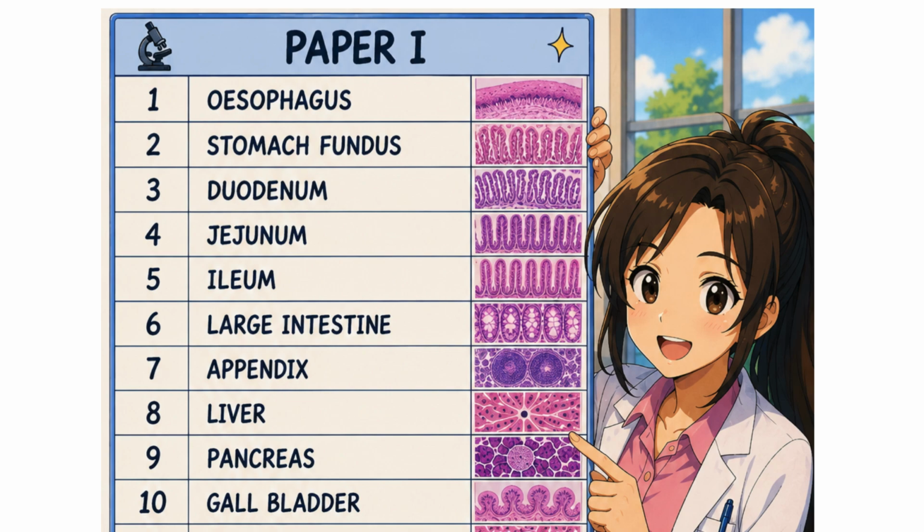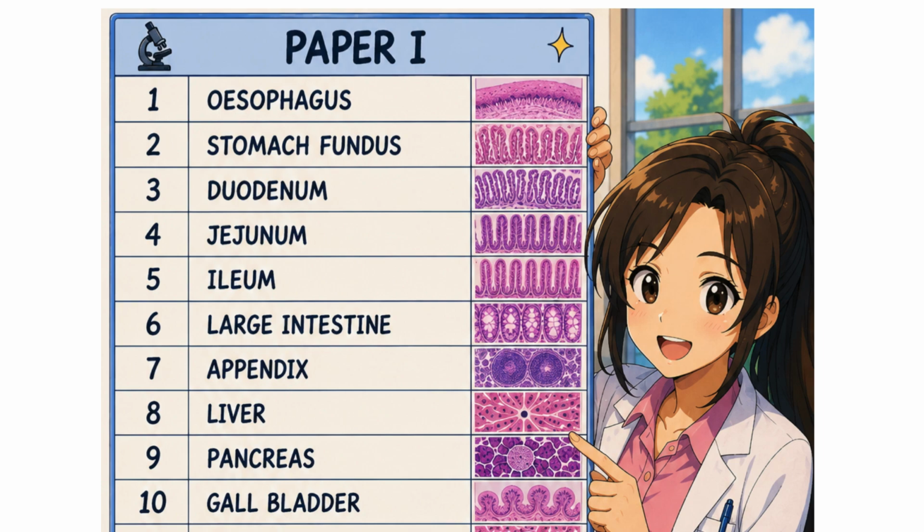Coming to stomach, you have 2 slides. You have to know fundus and pylorus. Fundus: the gastric pits with gastric glands, you have parietal cells, which are pink in color, and chief cells, basophilic cells, which are found in fundus, and you don't have any goblet cells, which is the distinguishing feature from intestine.